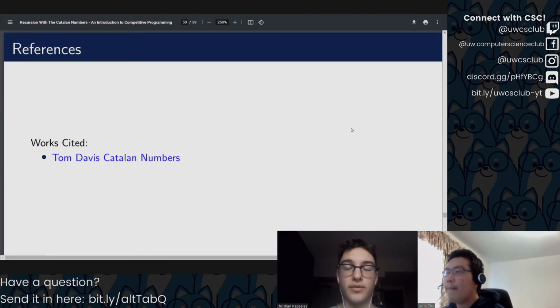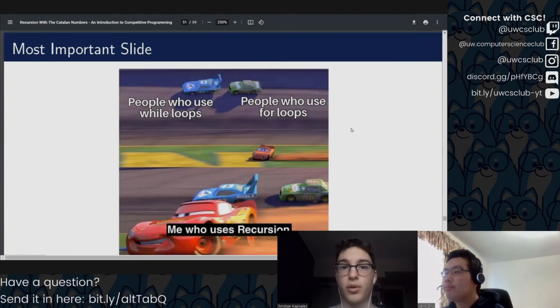And here are our references for this presentation. And finally, we have the most important slide to help you understand recursion and the Catalan numbers.